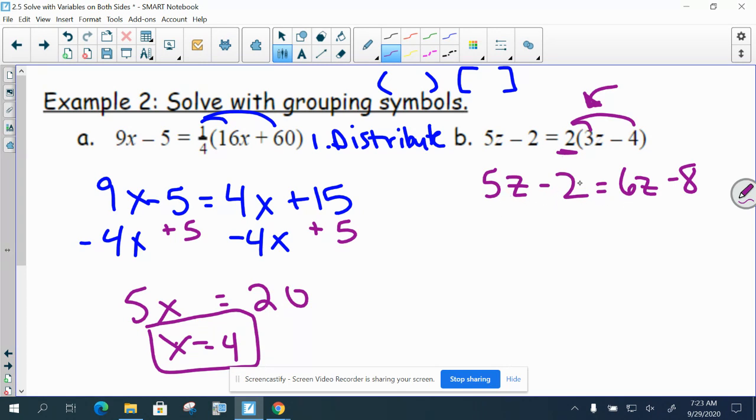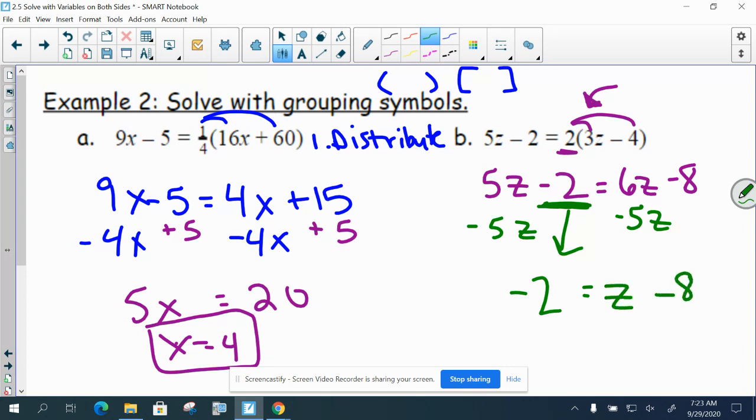Okay, so which z would we move, 5z or 6z? We're going to move the 5z, so minus 5z, minus 5z. Okay, now careful. When you copy down the 2, you have to include the negative sign in front of it. So the minus sign is going to turn into negative 2 equals z minus 8. That's where most people get their problems from, when they forget to carry down the negative signs into the next step. Okay, so now we're going to add the 8 to get the z by itself, and then you'll have 6 equals z.